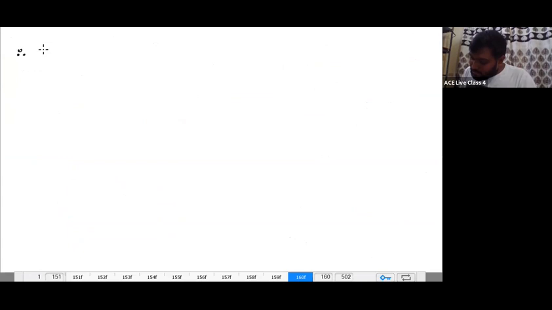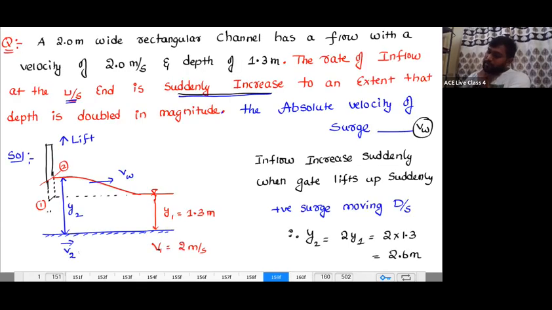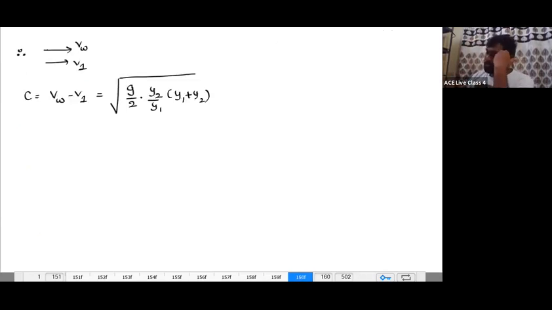So here the surge wave Vw and initial velocity V1. Surge wave celerity is nothing but Vw minus V1 is equal to root of g by 2 into y2 by y1 into (y1 plus y2). So now you tell me in this case, g by 2 into y2 by y1 into (y1 plus y2).